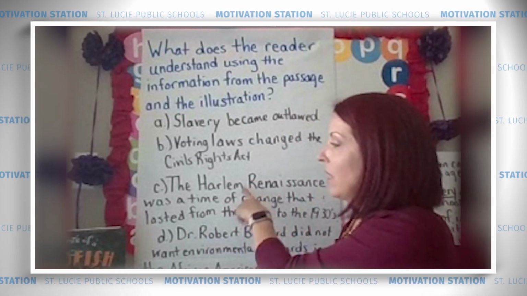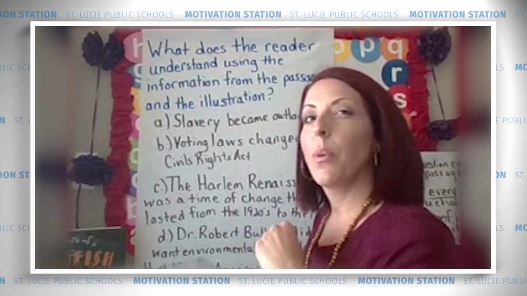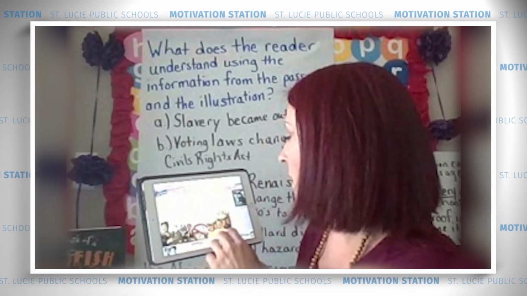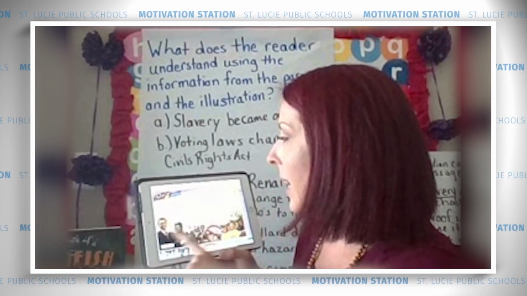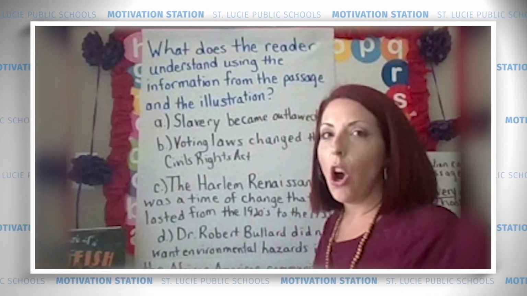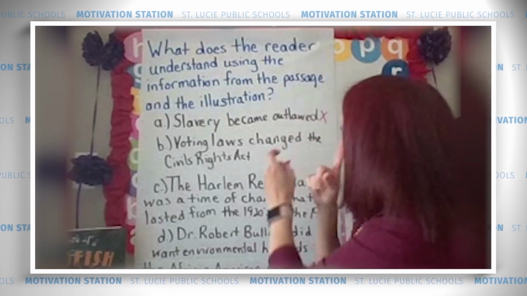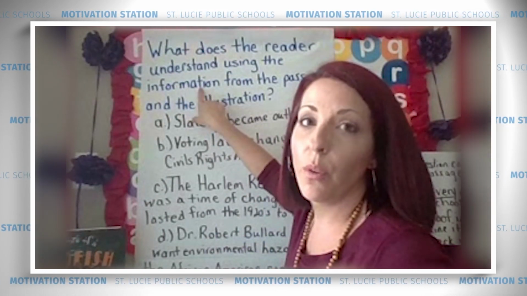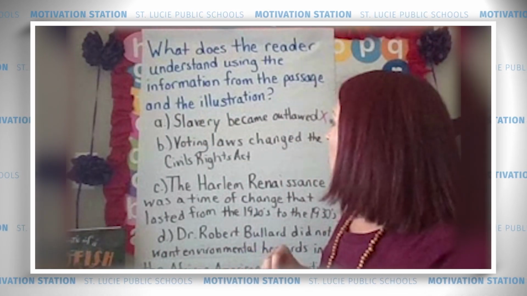So I'm going to keep C and D, but first let me see if I can see slavery became outlawed, because I want to evaluate every answer choice. And when I go back, boys and girls, I don't see anything in here about slavery. So I can already say this one is not here, because it's not in the information from what I'm reading, and it's also not part of the illustration. So I know it's not that one.